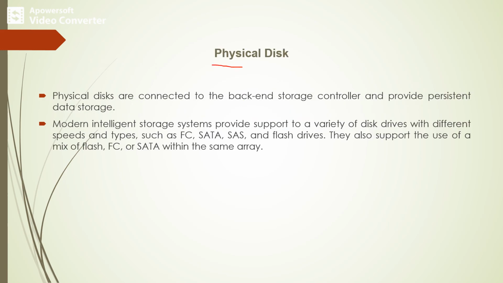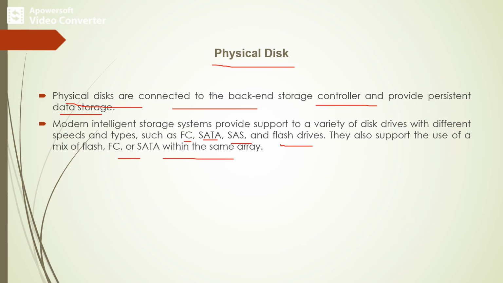The last component in the intelligent storage system is the physical disk. The physical disks are connected to the backend storage controller and provide persistent data storage. So in the physical disk we can store the data permanently. Modern intelligent storage systems provide support for a variety of disk drives with different speeds and types such as FC, SATA, SAS and flash drives. They also support the use of a mix of flash, FC or SATA within the same array.